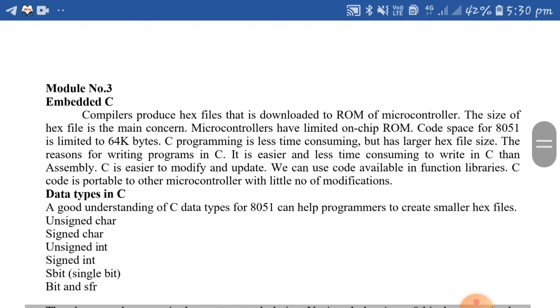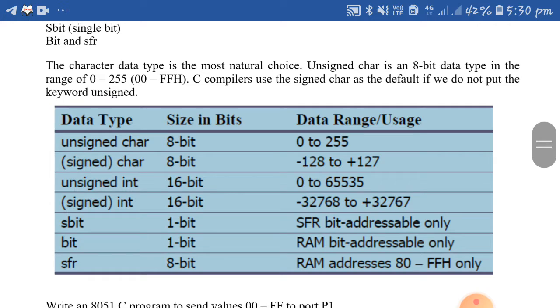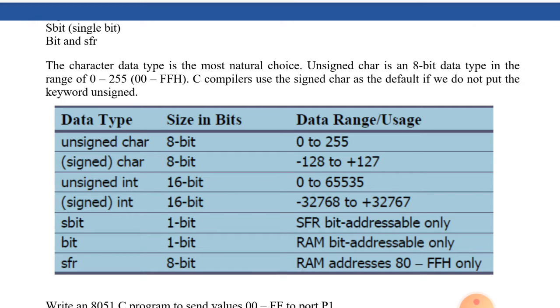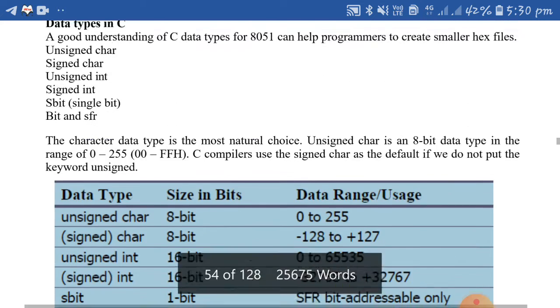Now we'll go for module 3. Module 3 is mainly related to embedded C, an important part of embedded C. It covers why we need to write programs in C, the advantages and disadvantages of programming in C, and the different data types. You have a table here; you can go through it to understand the different data types: unsigned char, unsigned int, sbit, SFR. These are the main data types you can see in embedded C.